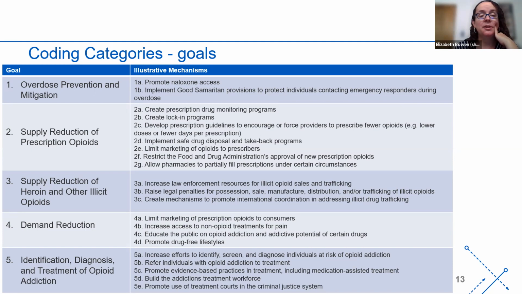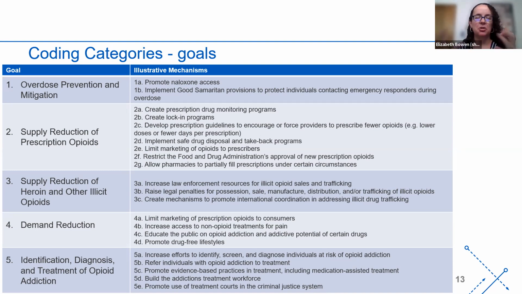So for example, we found lots of articles talking about naloxone access. Naloxone is a drug that if somebody's overdosing on an opioid, if they take naloxone, it reverses the effect of that overdose and can save the person's life. So we saw lots of stuff about how policy could make it easier for people to get naloxone. So that's just one example. We read all kinds of different ideas and came up with these different mechanisms.